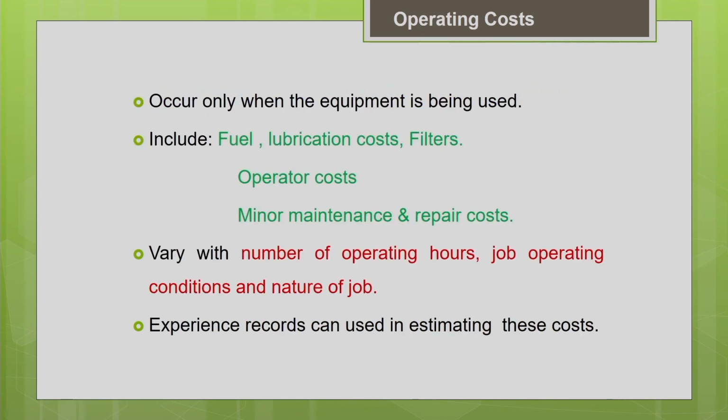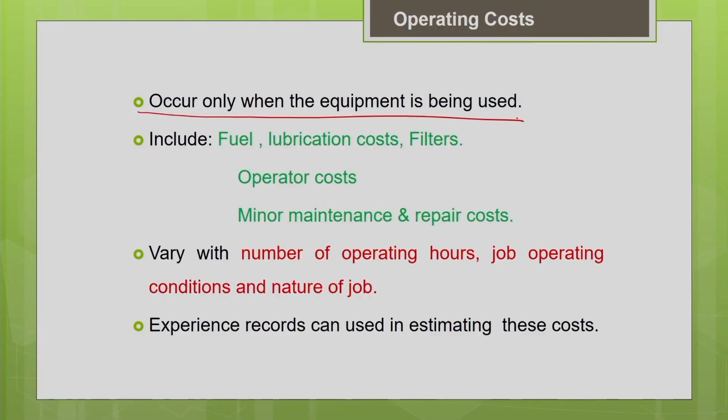So, what are these operating costs? Basically, these operating costs occur only when the equipment is used. Unlike the ownership cost, which is incurred irrespective of whether the equipment is operated or not, even if your equipment is idle, we are going to bear the ownership cost. But in the case of operating cost, the cost occurs only when the equipment is used.